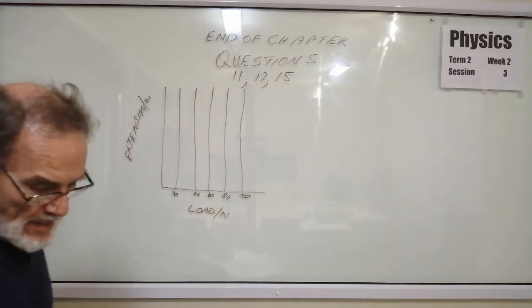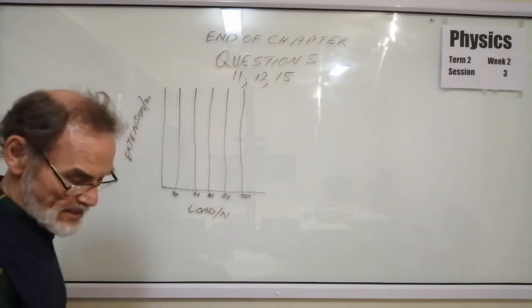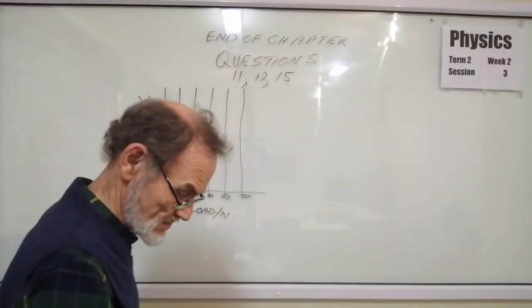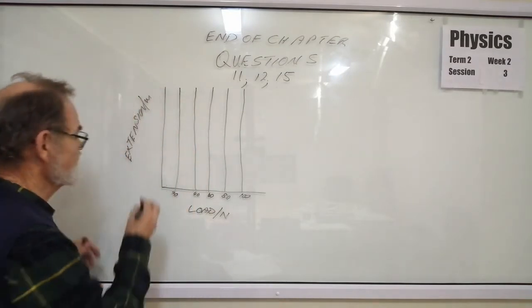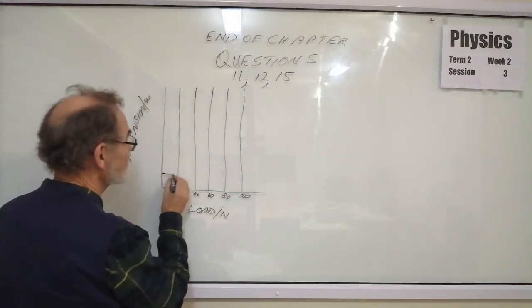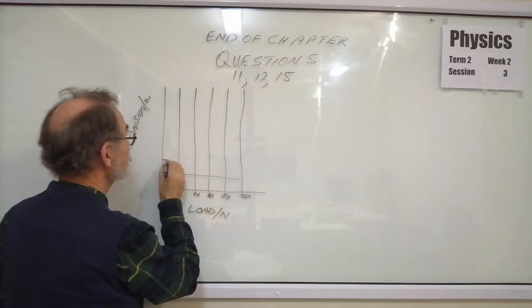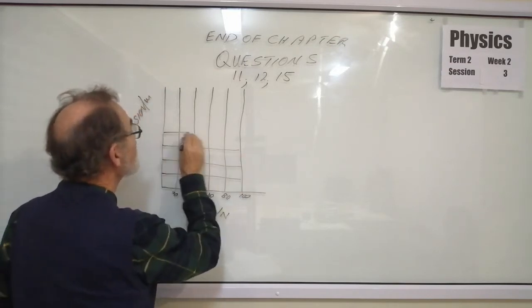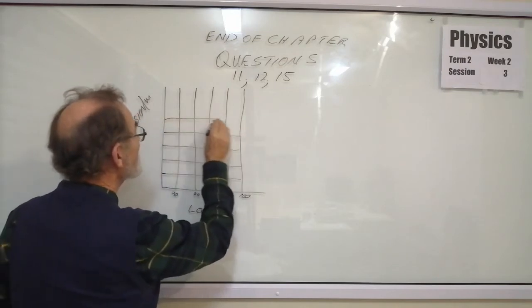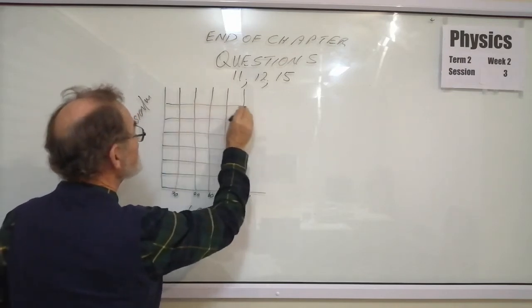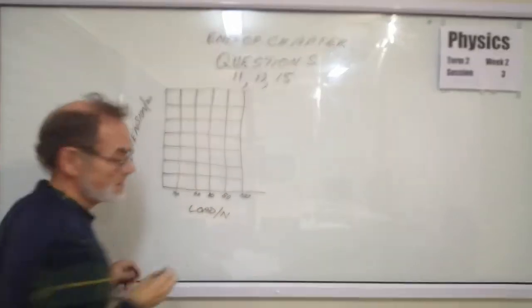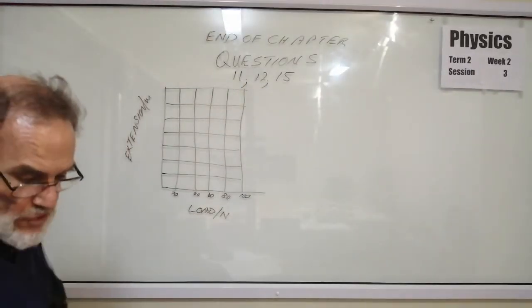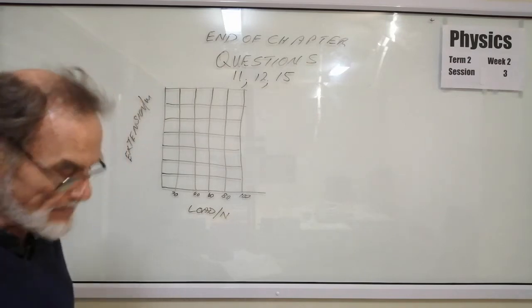Right. And then I divided the vertical axis up into 1, 2, 3, 4, 5, 6, 7. 7 lots of 5 blocks. 1, 2, 3, 4, 5, 6, and 7. Okay? And now we've got funny numbers here.